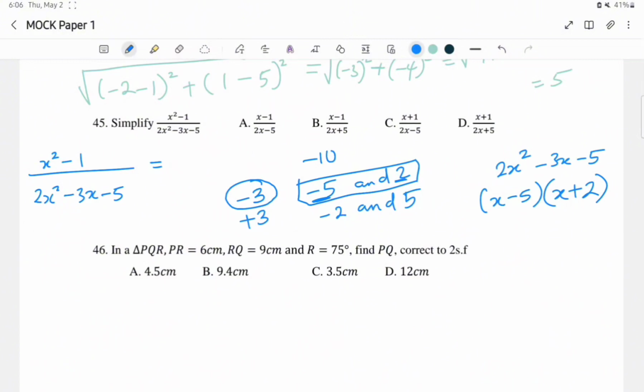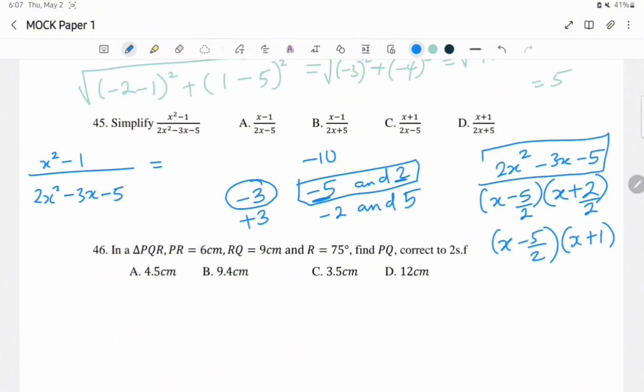The reason being that the coefficient of x squared is not 1. If the coefficient of x squared is 1, then you've factorized the expression. But the coefficient of x squared in this expression is 2, so you are going to divide your constant here by 2. So you have (x - 5/2)(x + 1). That's the factorization of this expression.